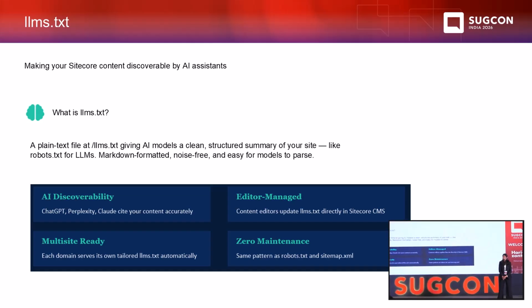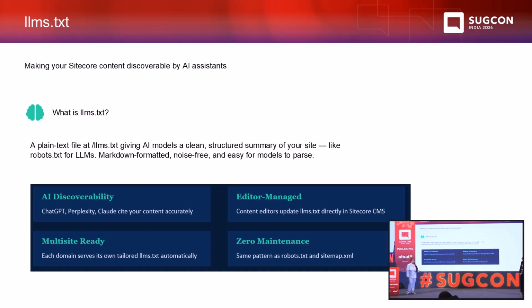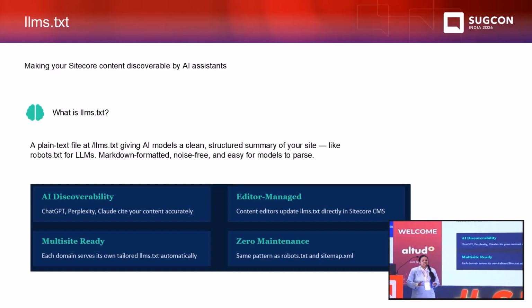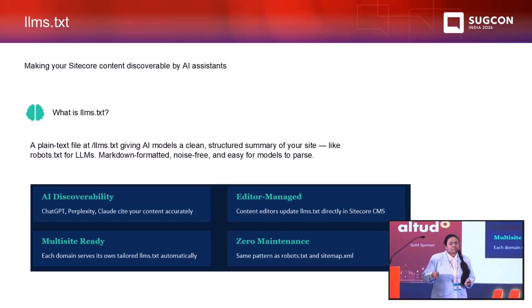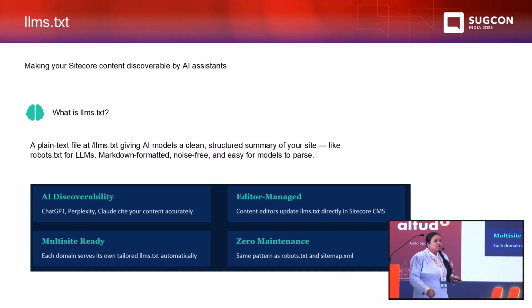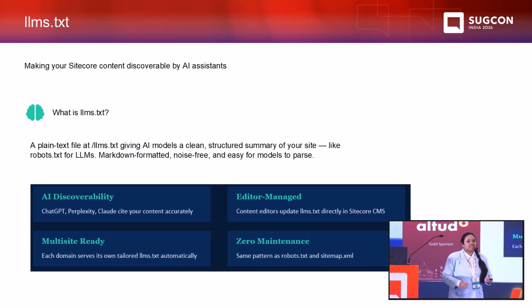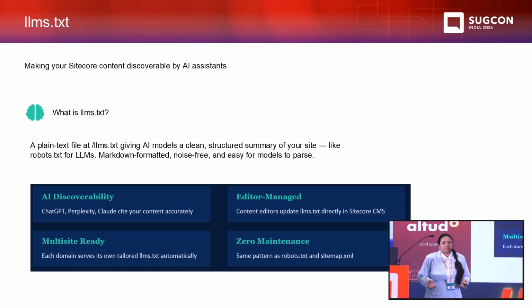This is the one we were talking about: AI optimization for Sitecore, right? This is one file which helps all the AI models understand and make your site searchable in the AI models. It is a simple text file which gives the models a clean approach, storing the data in markdown format that is easy for the models to parse.